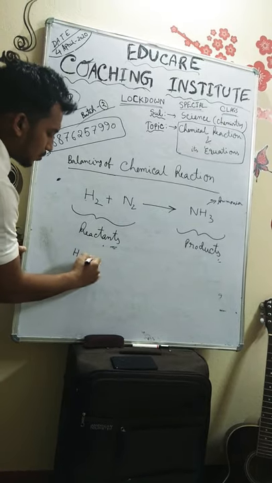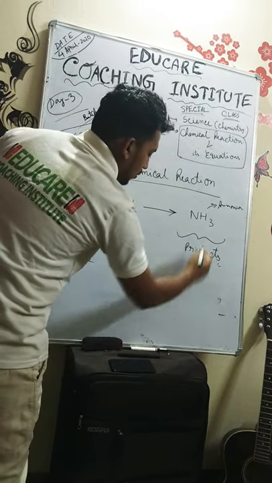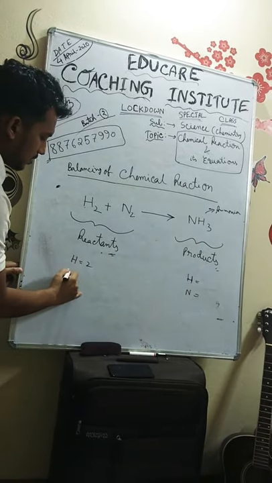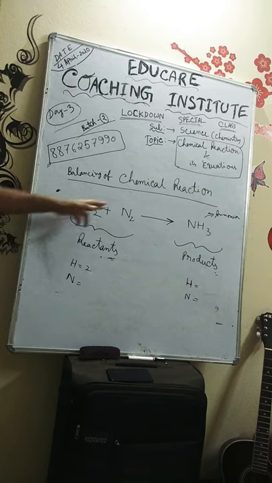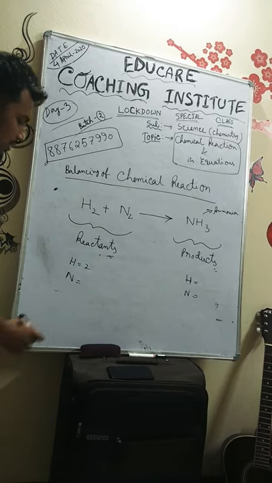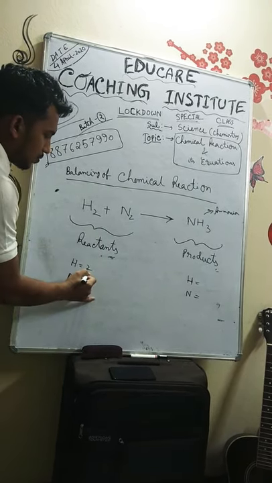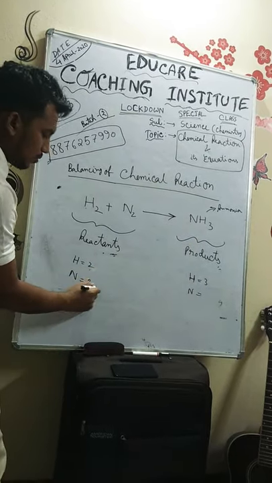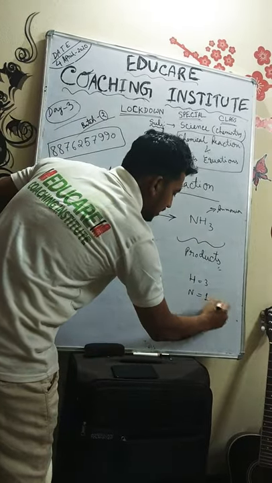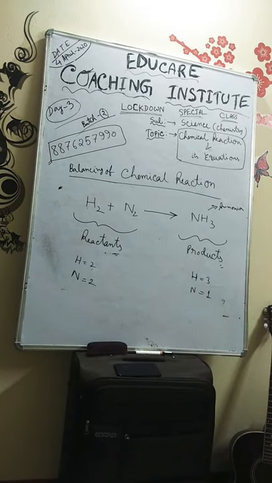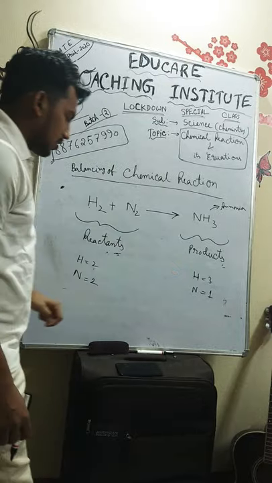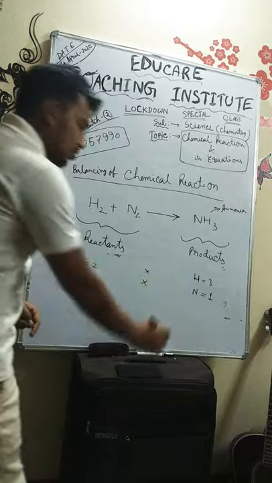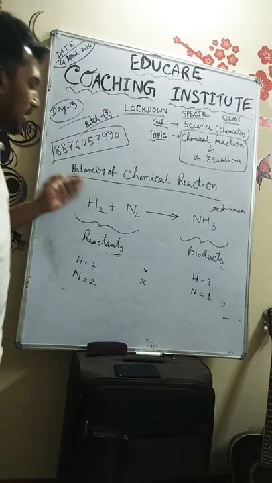So here, what are the substances? Hydrogen and nitrogen. Here also hydrogen and nitrogen. Hydrogen is 2 on this side, and here hydrogen is 3. Nitrogen is 2, and nitrogen is 1 here. 2, 3: it is not balanced. 2, 1: it is also not balanced. So we have to balance it.